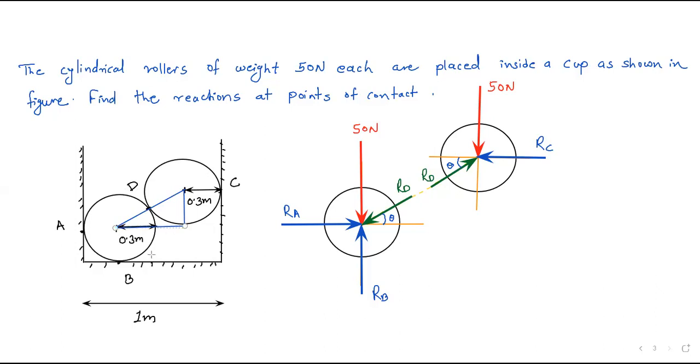Okay, these will meet at this point. So now you can see here, if I say that this distance up to this point and the distance up to here, this is already known to you. This is 0.3 meters, and this is also 0.3 meters. It is already given in the problem, radius.